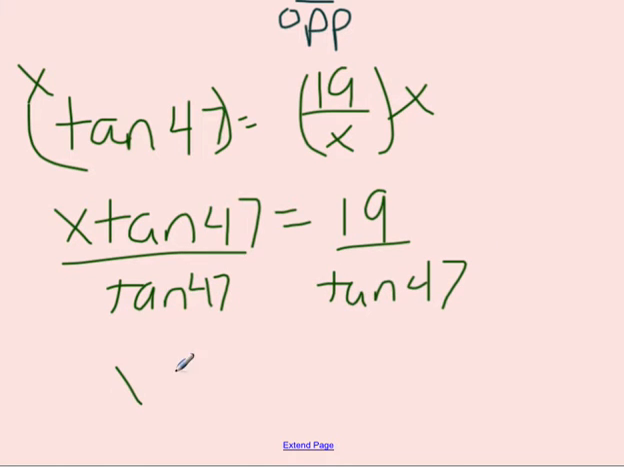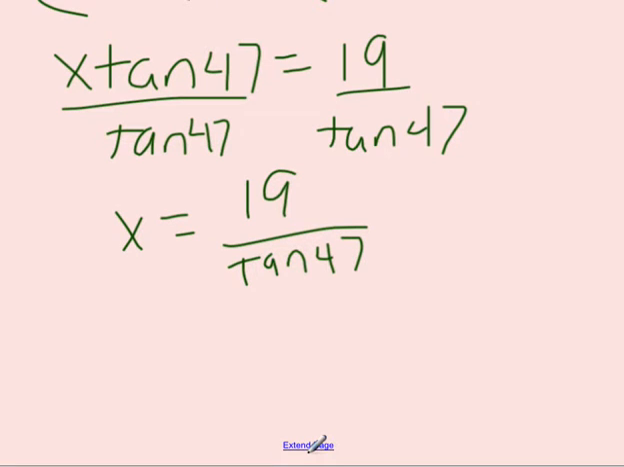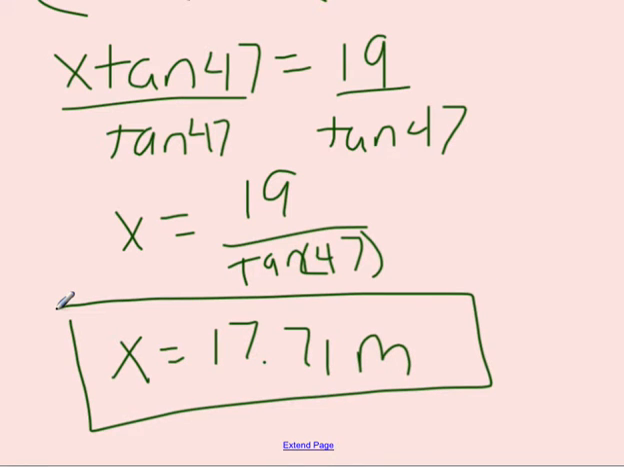And I end up getting that x is equal to 19 divided by tangent of 47. So now I'm ready to just plug that into my calculator. A lot of times you need to put parentheses around that 47. So go ahead and plug it into your calculator so you can make sure you get the right answer. When you plug it in, you end up getting 17.71. And again, you'll notice that 19 has an m on it, so we need to make sure that we label our x with meters as well.